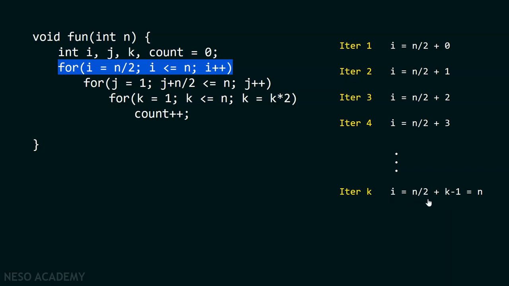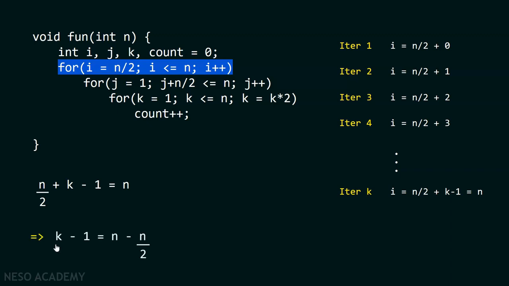So I will be n by 2 plus k minus 1, which is equal to n, because this is the last iteration we are considering. But we don't know how many times this has been executed. That's why I have taken this as k. So at this particular iteration, I is equal to n by 2 plus k minus 1, which is equal to n. Now let me rewrite this over here in a proper manner. This is n by 2 plus k minus 1 equal to n.